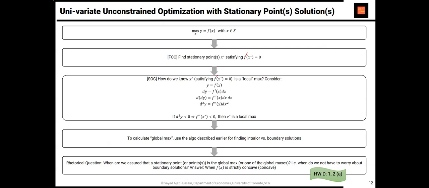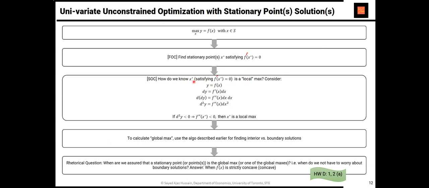f prime right here. So you're looking for places where the slopes are 0, and if you find such a place, you may not find a place where the slope is 0, but if you do find a place where the slope is 0, how would you know it's a max and not a min?